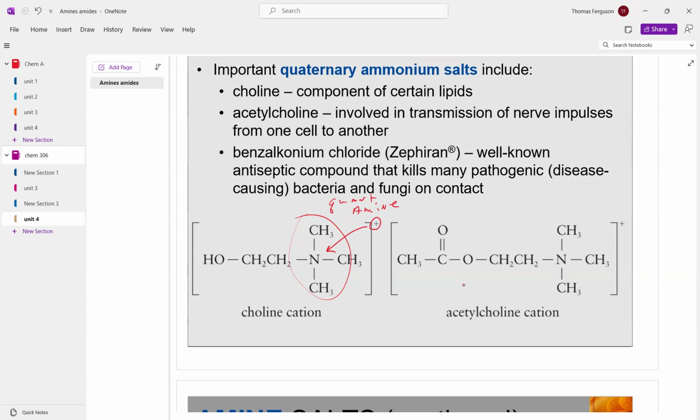Now, I don't know if you've heard of acetylcholine. Who's taking biology in here? Anyone? Okay, well, you're going to be studying nerve synapses, and what triggers a nerve is called a neurotransmitter. That's what goes across the opening. It's called a synapse between 2 nerves. Those are called neurotransmitters. Acetylcholine is one of them.